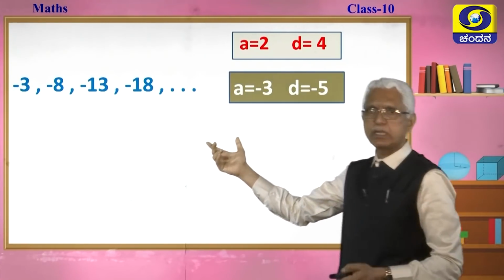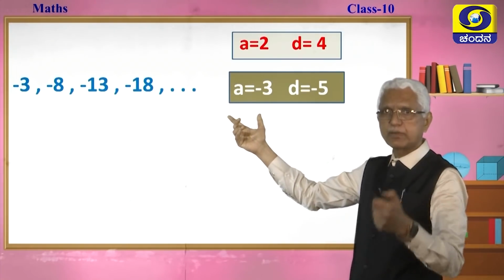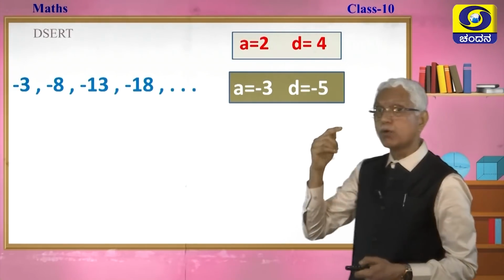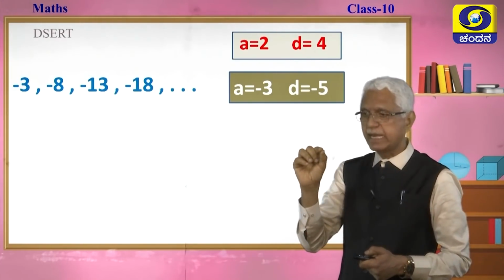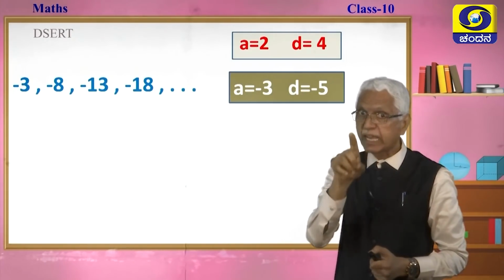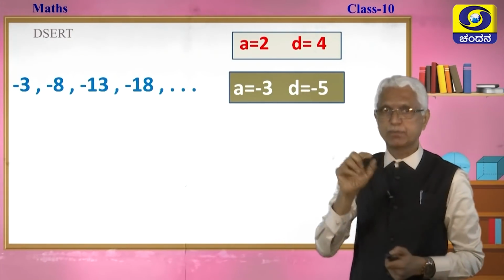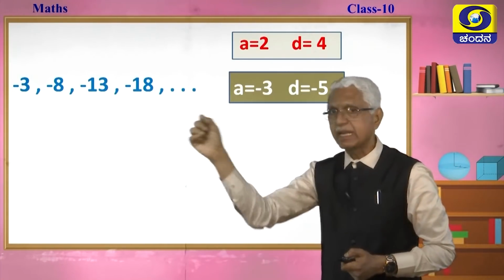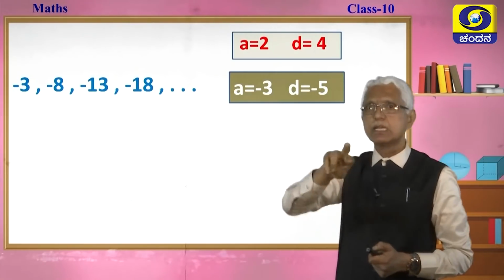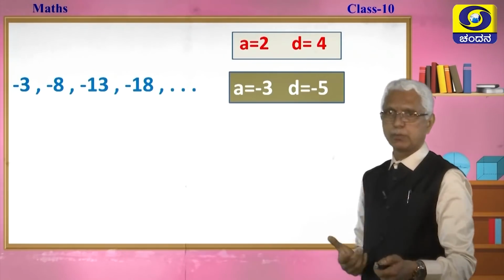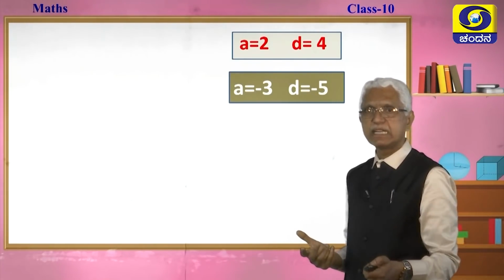So, please observe here, A is the first term which is minus 3 and D is minus 5. How did you get it? Minus 8 minus of minus 3. Remember, second term minus first term, minus 8 minus of in the bracket minus 3. Minus into minus is plus, minus 8 plus 3 is minus 5. So, thereby you are able to make out what is the common difference.